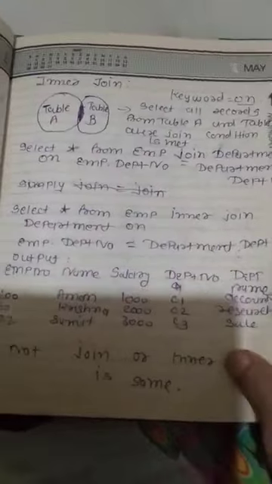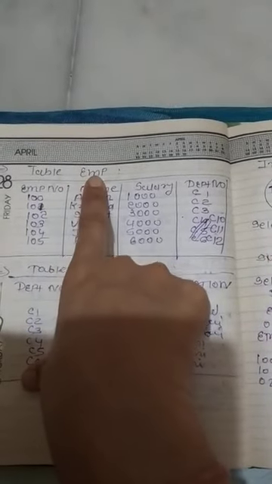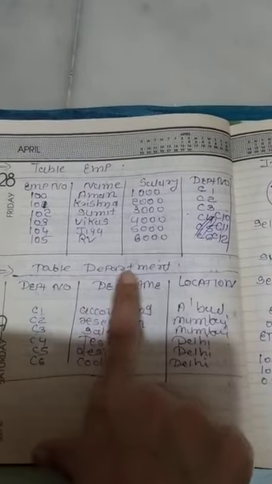Next, I will explain one by one. First of all, inner join. For explaining inner join, I am taking this example here. Table name, it is employee. Next table, it is department.